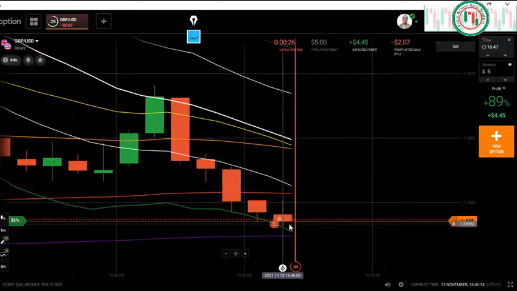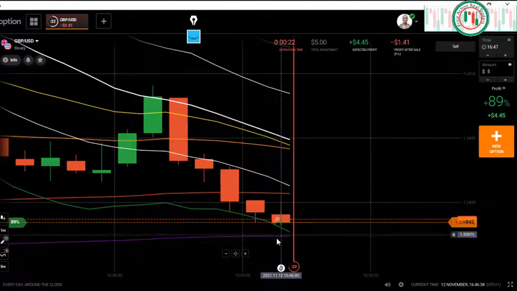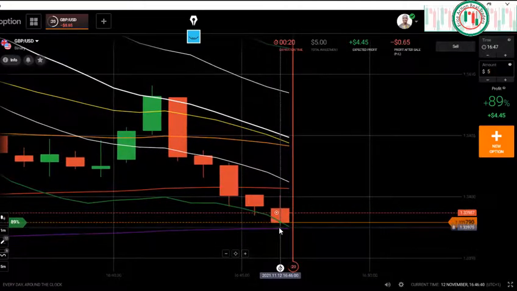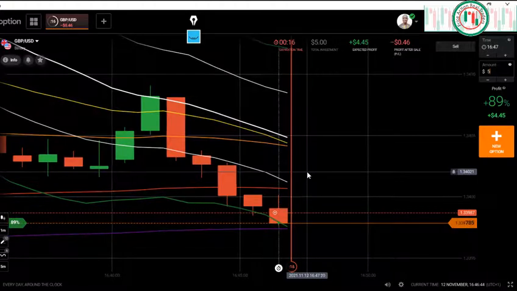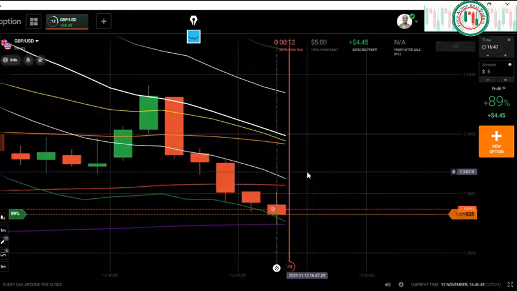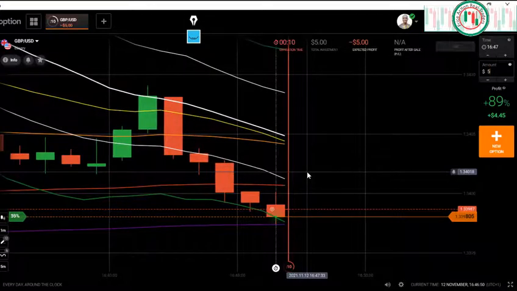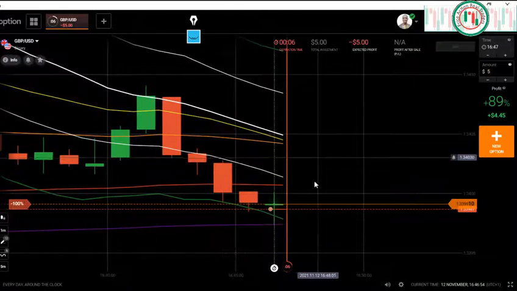So I see rejection at this level. I place my trade, put option. I know this candle will reach this 200 EMA. It will close here on this 200 EMA level. That's why I place my trade put option at this level. You see it's rejecting from 200 EMA.